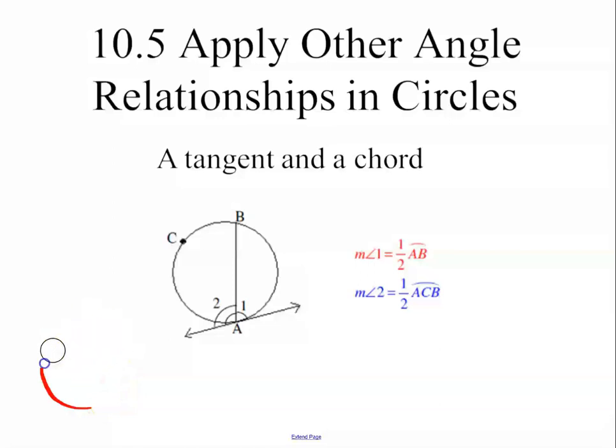Then we talked about inscribed angles. And an inscribed angle is when the vertex is on the circle and the sides of the angle are chords. In that case, the measure of the angle is half as big as the measure of the arc. So this is half.